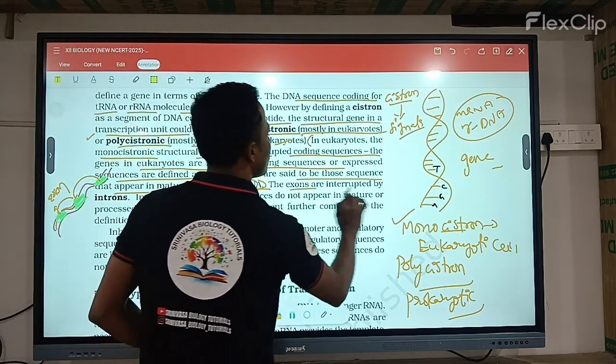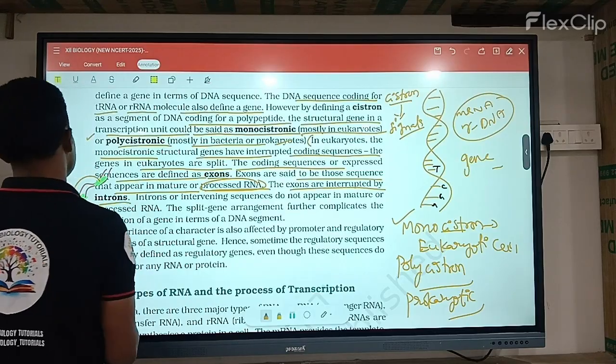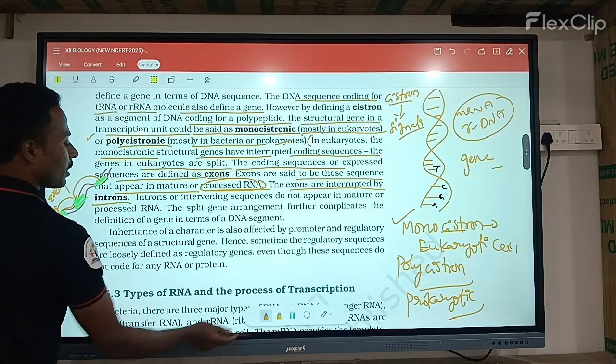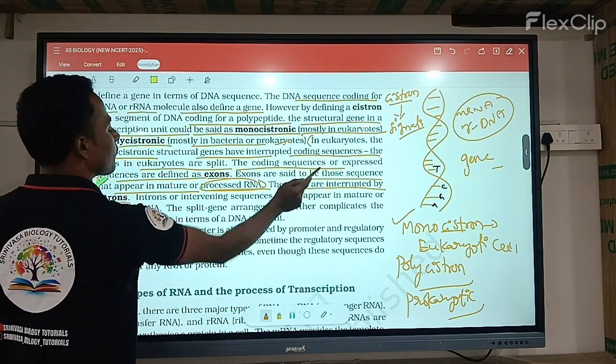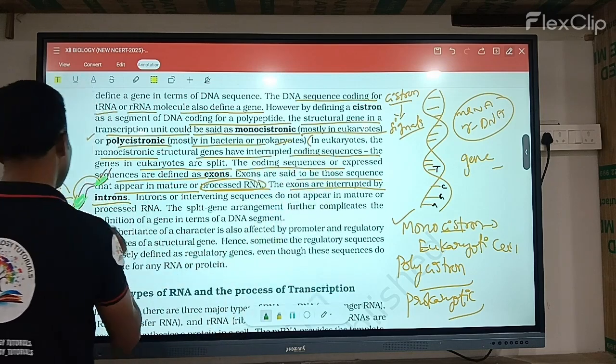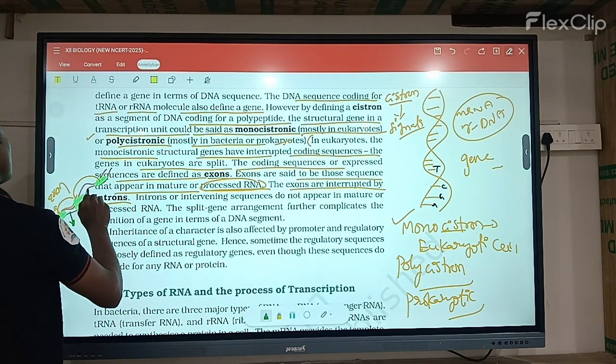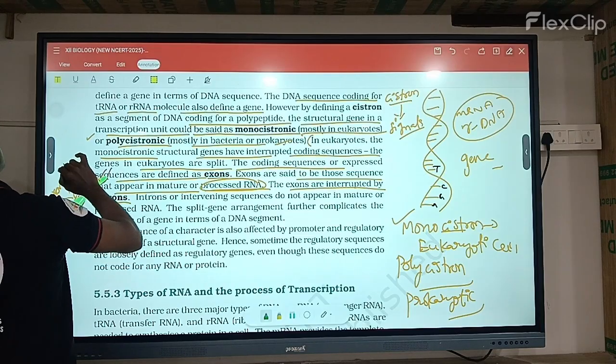And the exons are interrupted by introns. Here, between these regions, these are called introns.